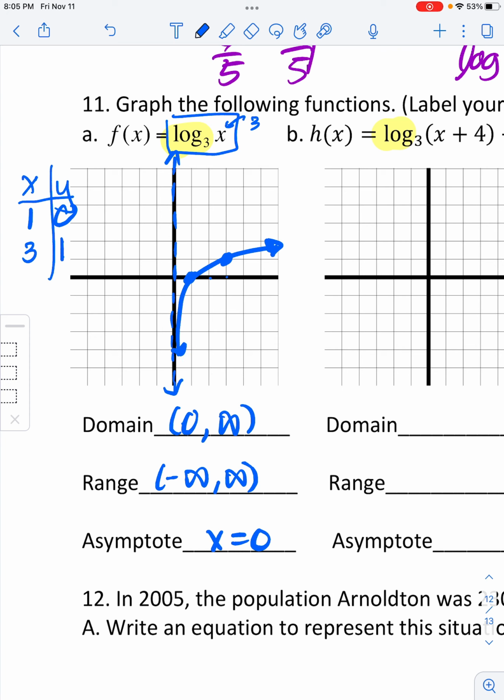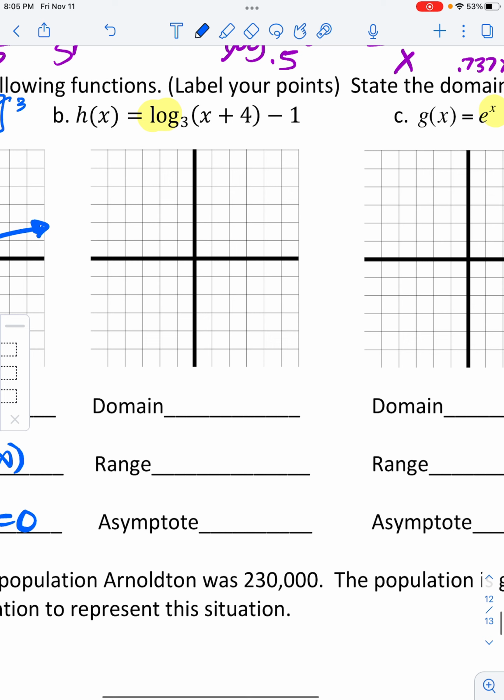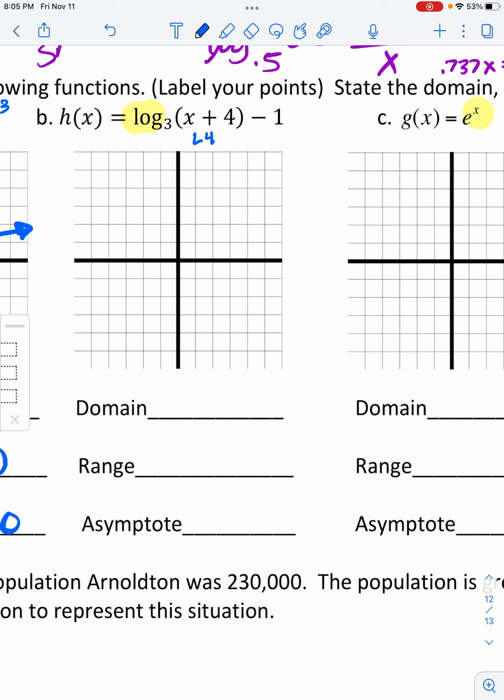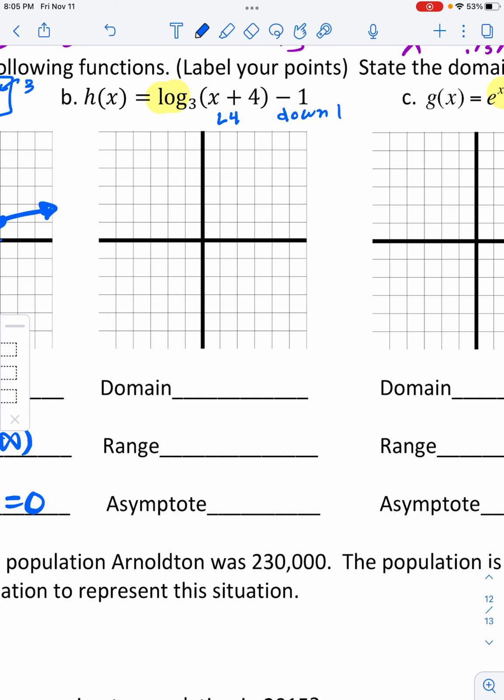There's no transformations there. A part of the test is going to ask you to describe the transformations, but there aren't any. Here I have another log graph. It's still base 3, but this is going to move to the left 4 and down 1. So that would be my description. And I would go ahead and move everything to the left 4. So the most significant thing about that is that my vertical asymptote is now located here at x equals negative 4, 4 to the left. So my domain now follows that, and my range never changes. For log graphs, it's always all reals.